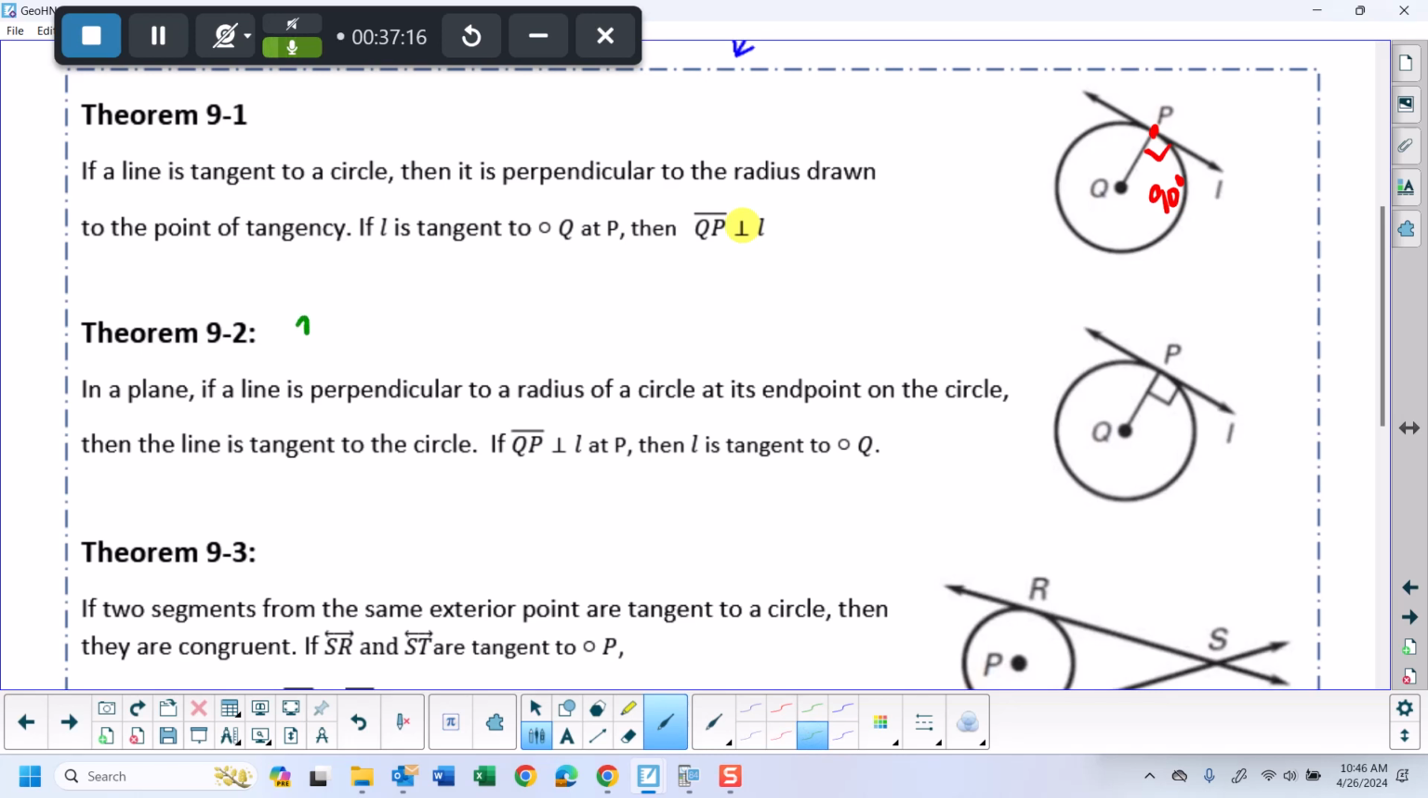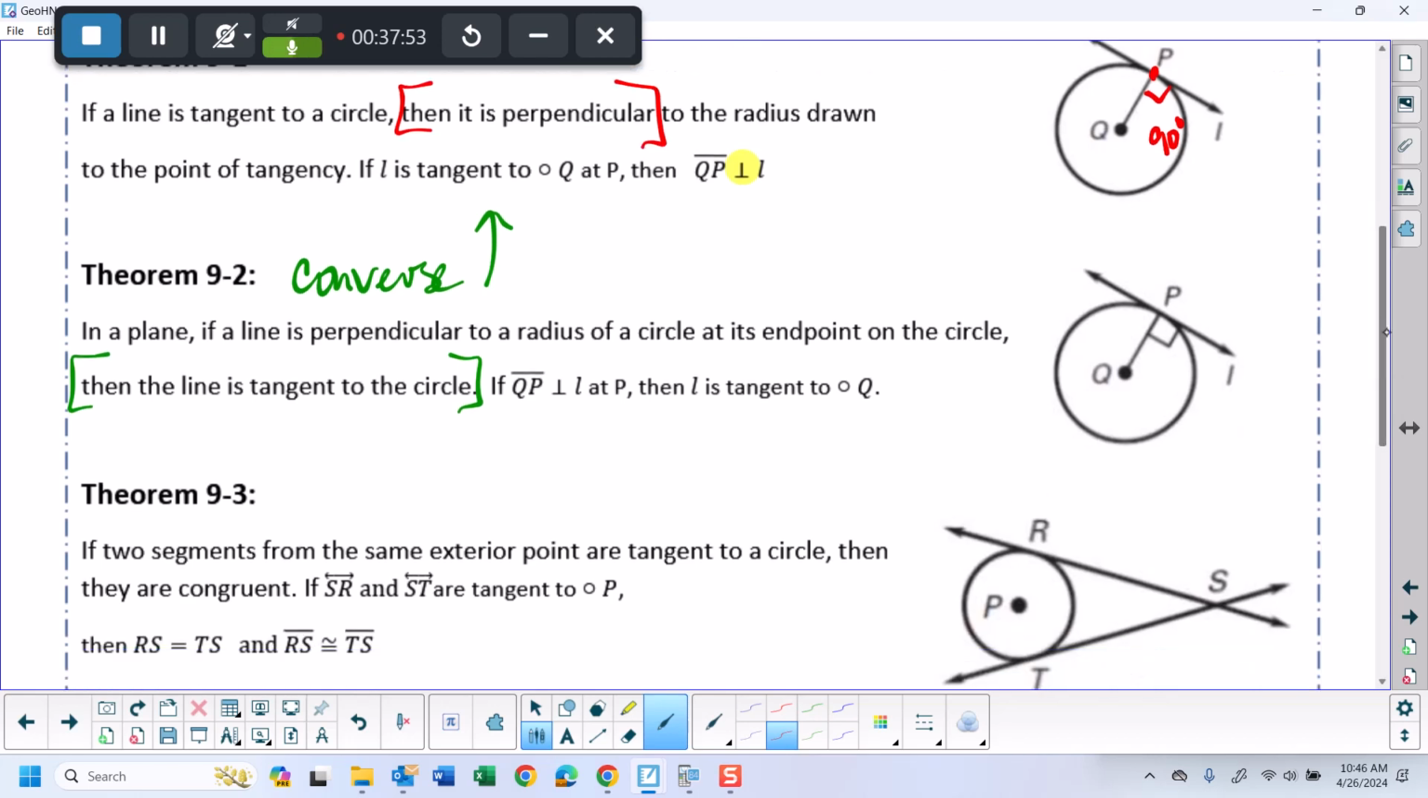All right, then we can read this backwards. So this is going to be the converse of that. In a plane, if a line is perpendicular to the radius of a circle at the endpoint of a circle, then the line is tangent. So here is what our output is: then the line is tangent. Here, my output was: then it's perpendicular. So if you put those two together, you get a biconditional scenario. Are you okay with that?